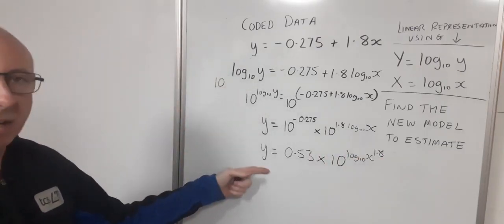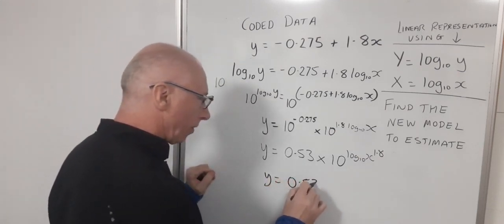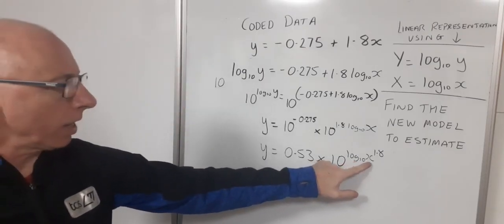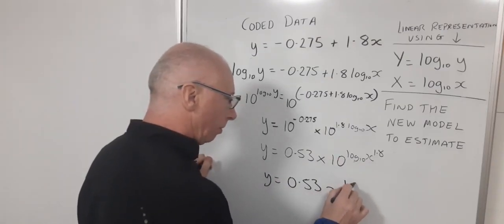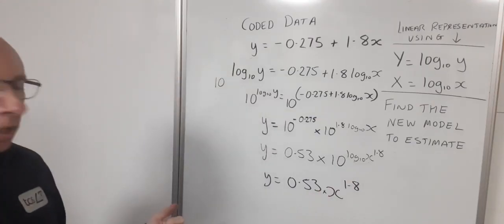Okay, so now I can rewrite this. Y equals 0.53. 10 to the log base 10, they will cancel out and leave me with x to the power of 1.8. So x to the 1.8. So I put little times in there. And that will be my new model.